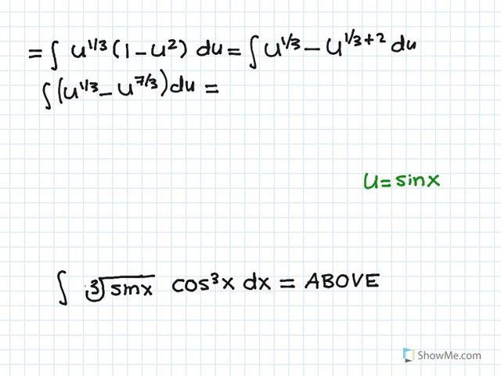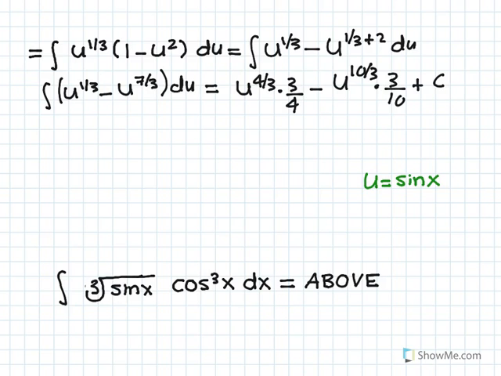Now let's integrate term by term. The integral of u to the 1/3 is going to be u to the 4/3. Divide by 4/3, we're reversing the power rule. That means multiply by 3 over 4. And similarly, integrate u to the 7/3, that's going to be u to the 7 over 3 plus 3 over 3, that's 10 over 3. And divide by 10 over 3, that's the same as multiply by 3 over 10, plus c.